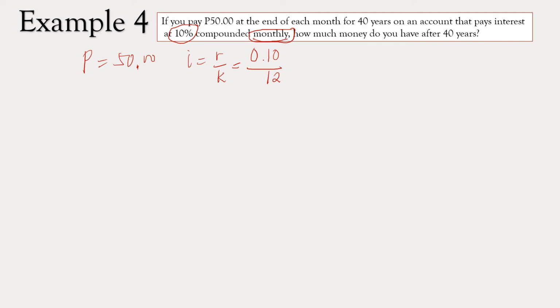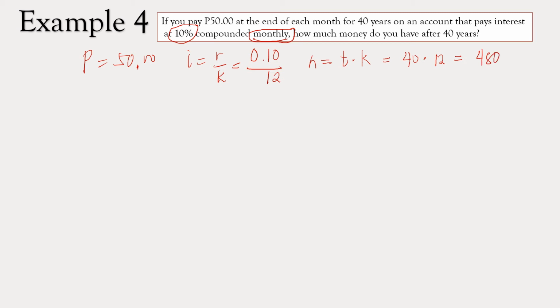And then, N is equal to T times K. Ang T ay 40 years. So, 40. Ang K ay, at the end of each month that pays interest compounded monthly. So, ang K natin ay 12 pa rin. So, we have this one, N is 480.